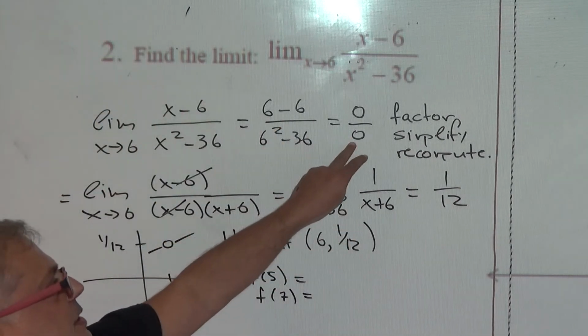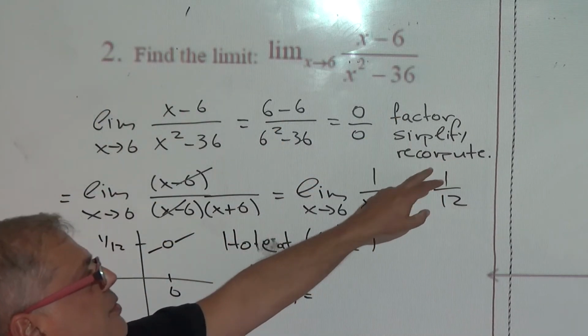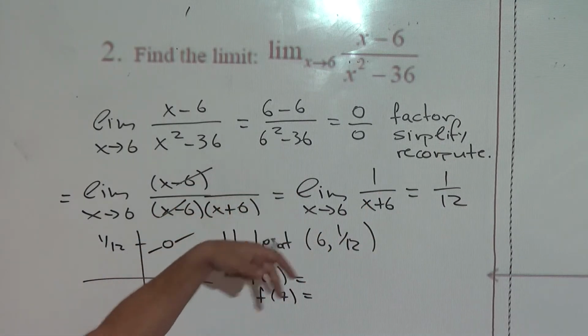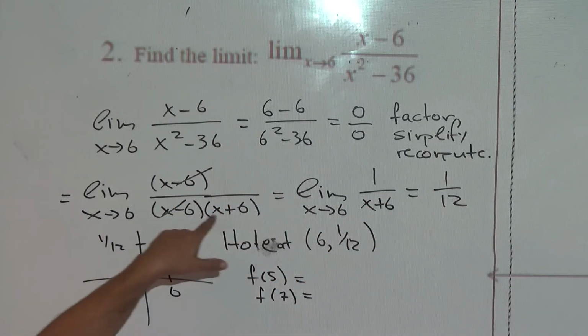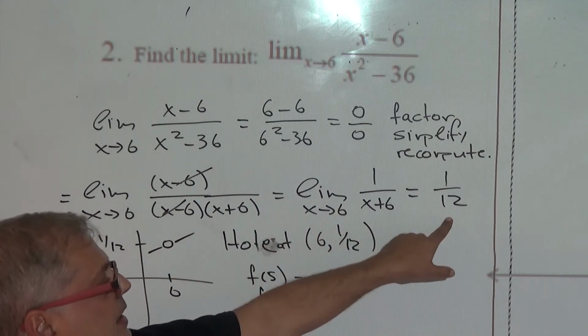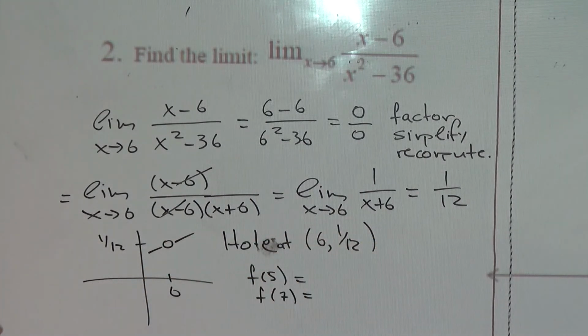So if I plug in the number and I find the number, I'm done. If I find 0 over 0, I have to factor, simplify, recompute. I might have to multiply by the conjugate or something like that. But I have to do this step, okay? And if I come up with a number, I'm done. Let's look now at the next problem.